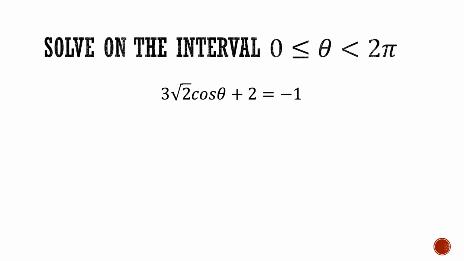Okay, you can see that they're getting a little bit harder as we go. All right, 3 on the square root of 2 cosine theta plus 2 is equal to -1. So again, treat it like the cosine is an x. And what would you have done first if you were solving this equation in an algebra class? So we would subtract the 2 from both sides. So that's going to leave me 3 on the square root of 2 cosine theta is equal to -3.